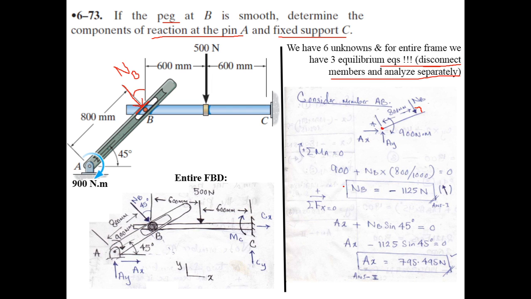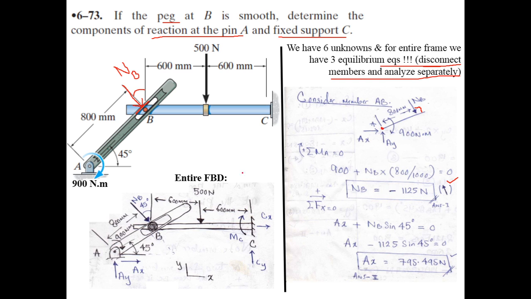The moment exerted by NB. You can convert 800 millimeters into meters by dividing it by 1000, and you see that we are getting the value of NB as 1125 Newton, but with a negative sign. So this means that the direction that I have assumed here, the downward direction, is not downward, but it is acting in the upward direction. So I have shown the correct direction here, that this NB is acting in the upward direction.